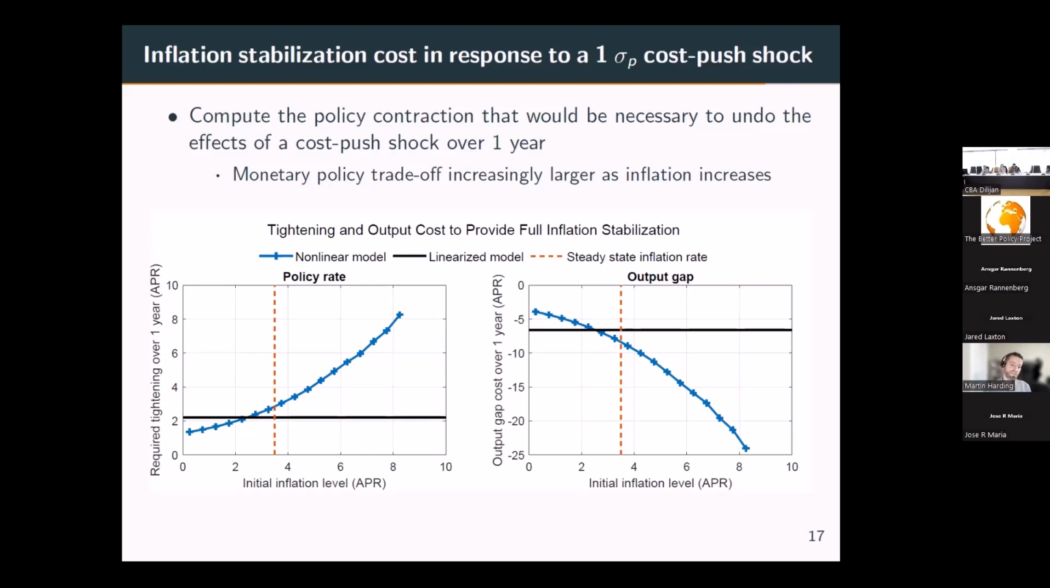And the exercise that I'm showing you here is, what if we let the model run through many different states with all the shocks active? Then at each point in time, we feed one cost push shock, and then we ask the question, what would be the necessary tightening that would be required to bring inflation down and fully undo the effect of that shock for different initial levels of inflation, okay? So you are going to simulate the model. The model is going to transit through many states where inflation is elevated, where inflation is around the steady state, and where inflation is high, and we're going to do this exercise.